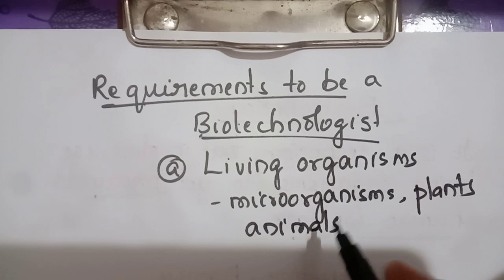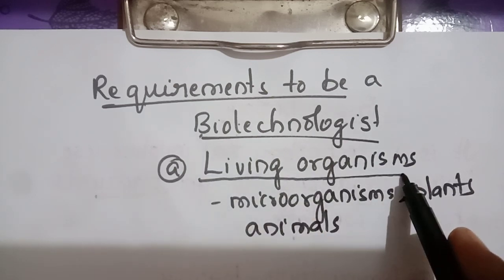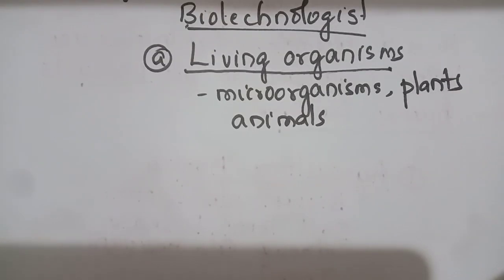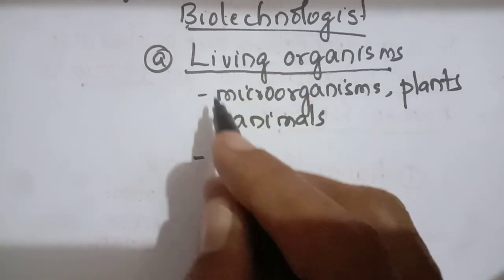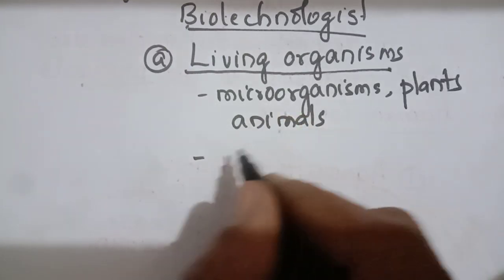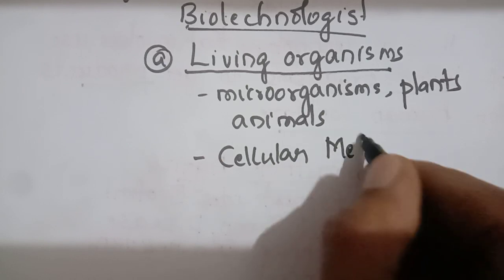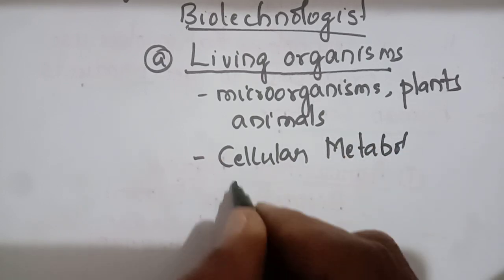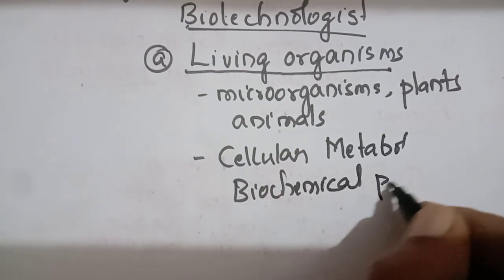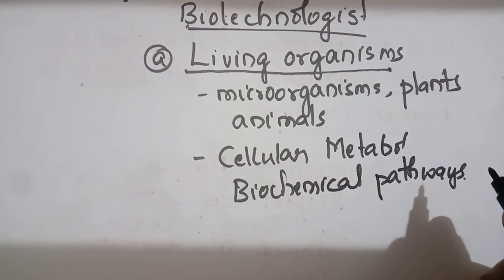To be a biotechnologist, we should have a proper idea about living organisms. We should know the different types of living organisms, not only their morphology and the activities they perform. We should also know about cellular metabolism, and the different biochemical pathways each organism has. Then only can we design a drug or identify a microorganism.